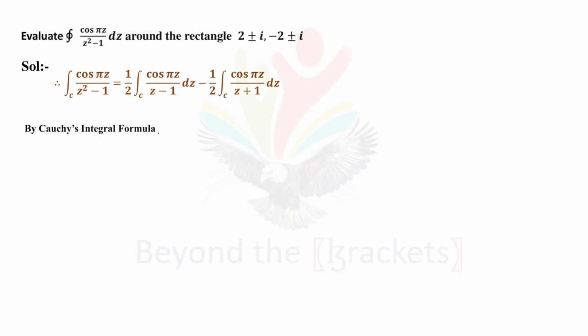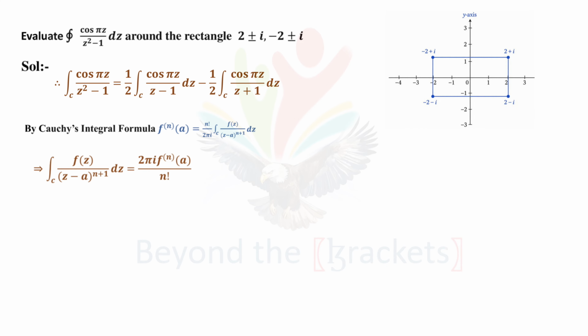Consider the Cauchy's integral formula, and the integral is obtained by cross multiplying 2πi and n factorial. Also, the vertices are given as 2 plus or minus i and minus 2 plus or minus i. Here the real part represents the x coordinate and the imaginary part represents the y coordinate. So the rectangle extends from x is equal to minus 2 to x is equal to plus 2, and from y is equal to minus 1 to y is equal to plus 1. Let's solve the first integral.